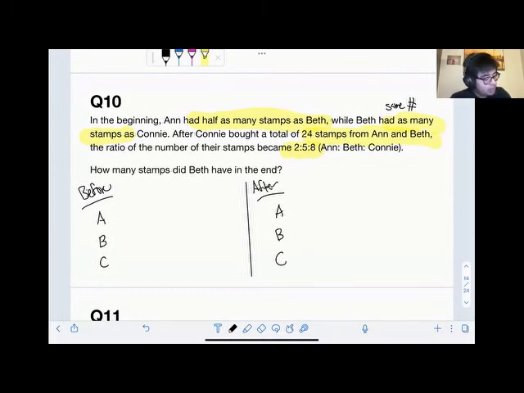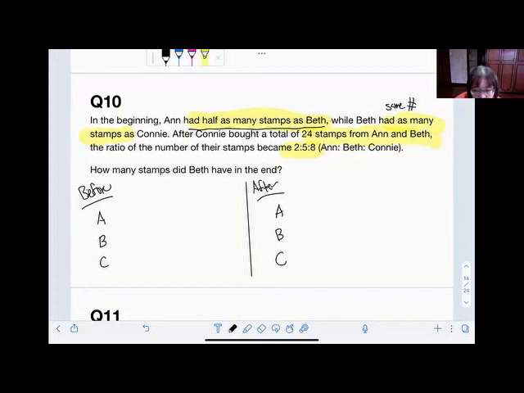So in the beginning, Anne had half as many stamps as Beth. How do we draw that box? Half as many stamps as Beth. How many for Anne and how many for Beth? For the chat, guys, just put it on chat. How many boxes for Anne and how many boxes for Beth? What is the easiest? If Anne had half as many stamps as Beth. Guys, please do not solve this yet. Let's do this together. This is the last question.